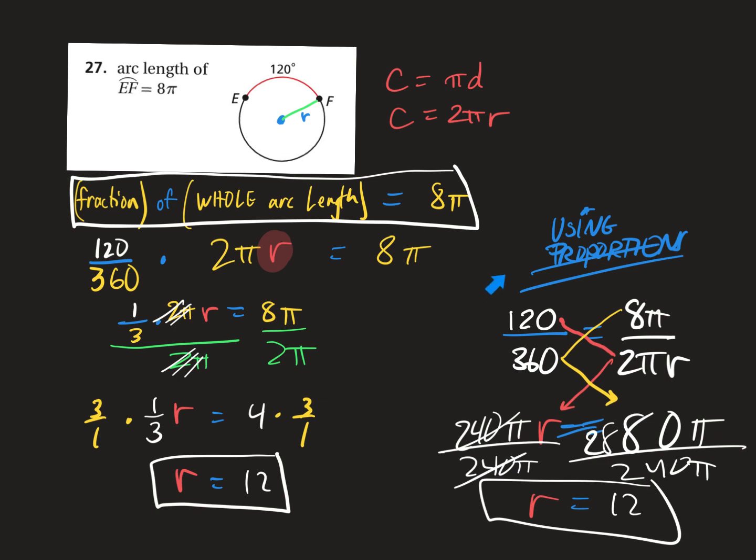So which way feels more instinctive to you? Which way seems to make more sense to you? Thinking in terms of a fraction of the whole, or thinking in terms of part over whole for arc measure equals part over whole for length on the edge?